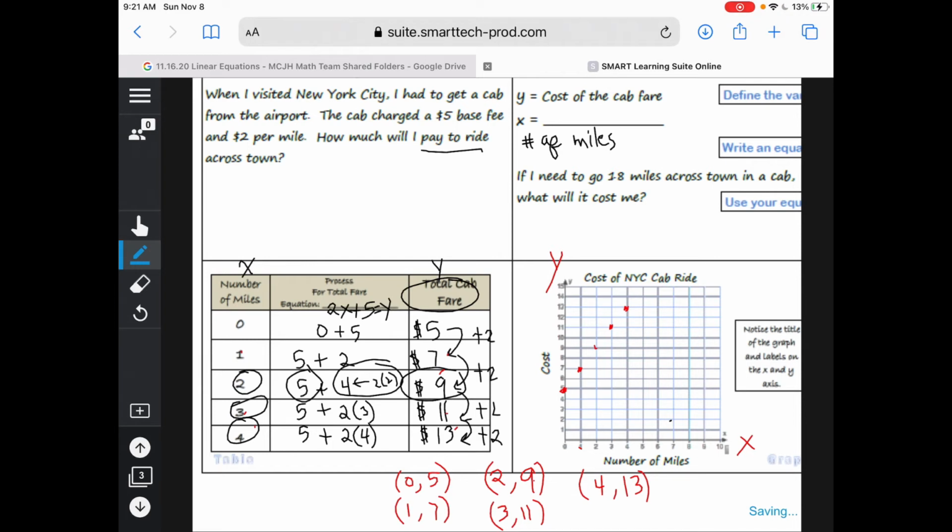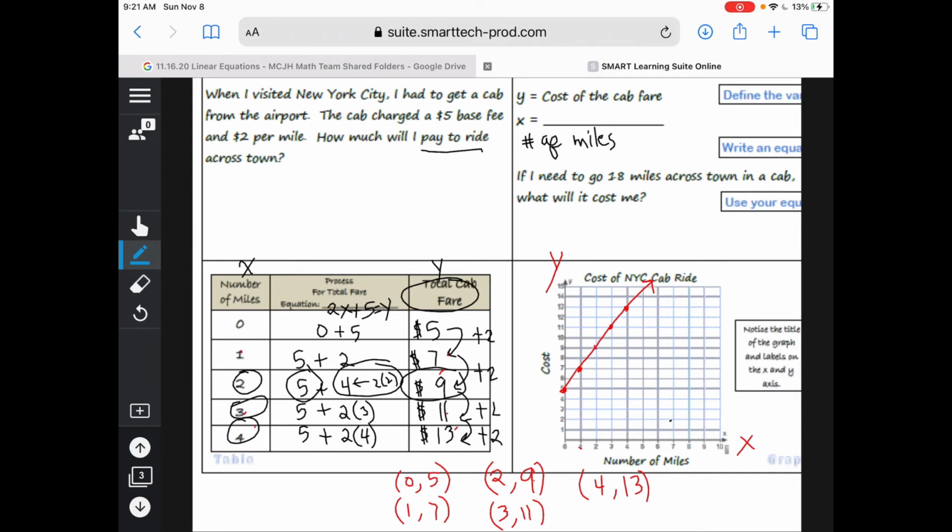Now, can I go part of a mile? Well, yeah, I can. So these dots can be connected. Why? Because you can have part of a mile. If we were talking about people, we would not connect the lines. Why? Because you can't have part of a person.